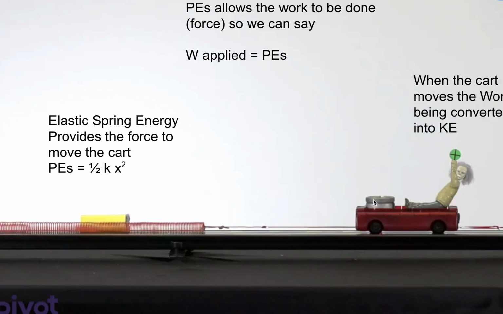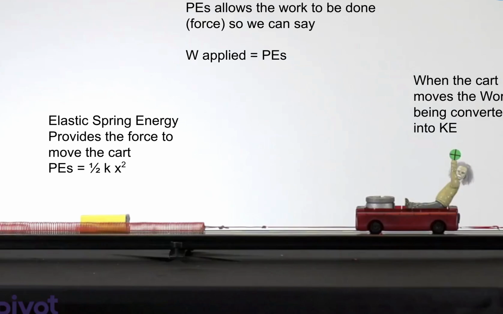Let's talk about what is happening in the system. Before this cut, we have Einstein on his car, and it's being pulled tight by a spring. The elastic spring energy provides the force to move the cart. This is the total energy that is being supplied by the spring. We know this from the equation in the reference table, which is 1/2 kx², where x is the stretched spring and k is the spring constant.